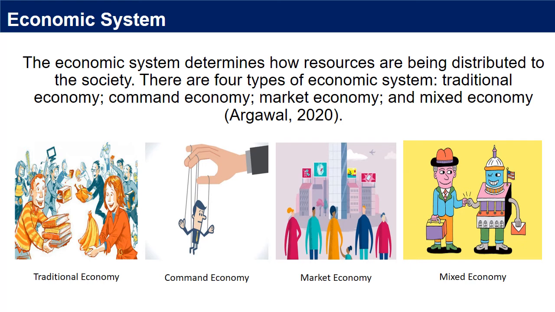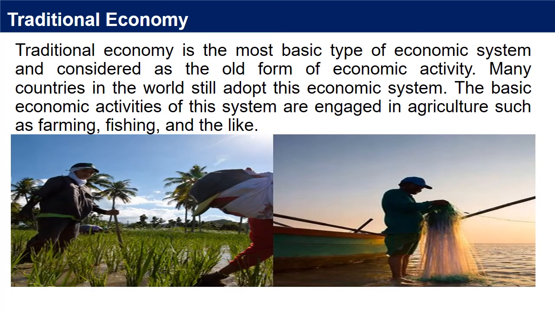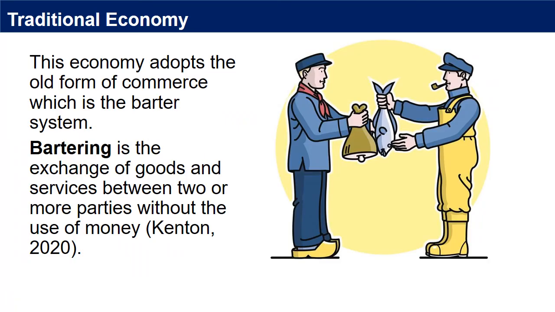There are four types of economic system: traditional economy, command economy, market economy, and mixed economy. Traditional economy is the most basic type of economic system, and considered as the old form of economic activity. Many countries in the world still adopt this economic system. The basic economic activities of this system are engaged in agriculture, such as farming, fishing, and the like. This economy adopts the old form of commerce, which is the barter system.